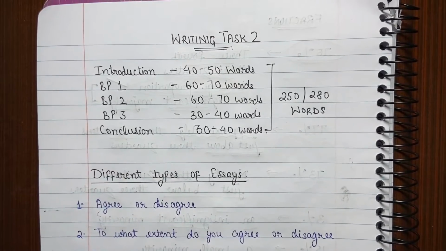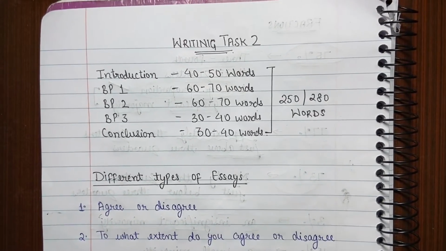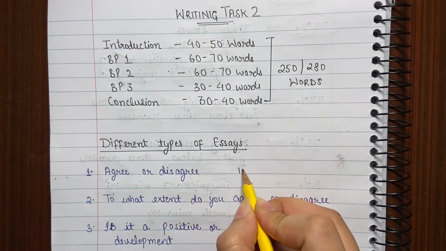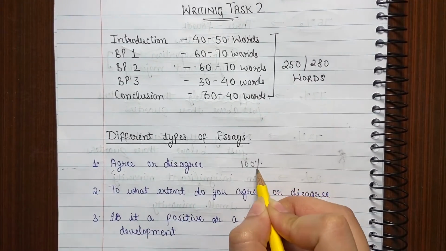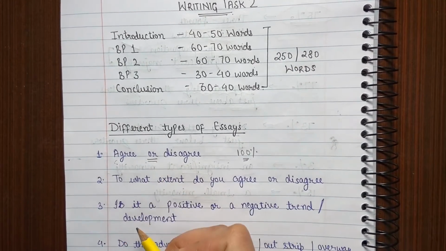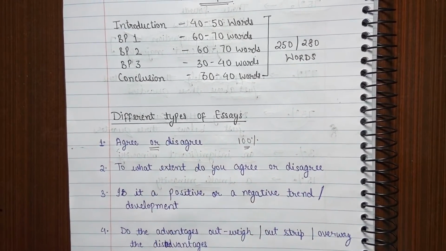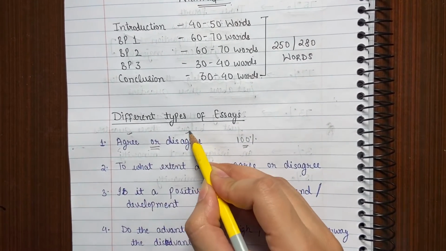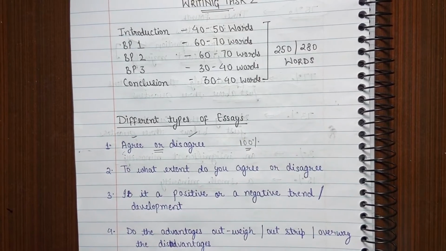The first type of essay that you will get is agree or disagree. So this is a 100% essay. As you can see, it is written "or". So what you will do is you will agree with the statement, or you will give the points of disagreement. Let me give you an example.